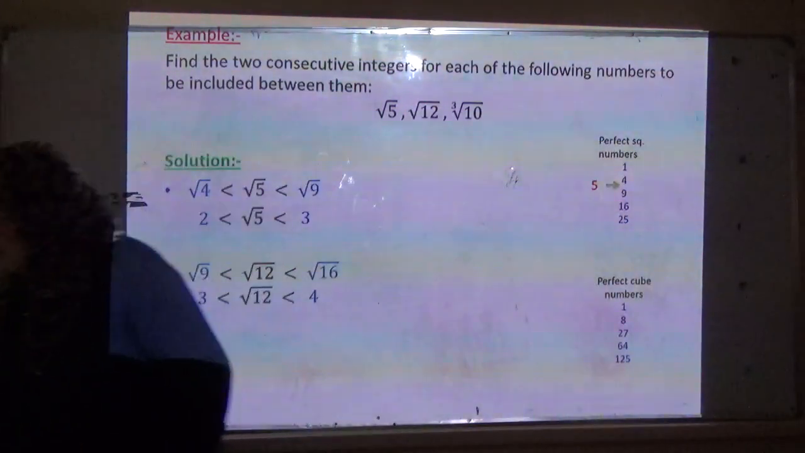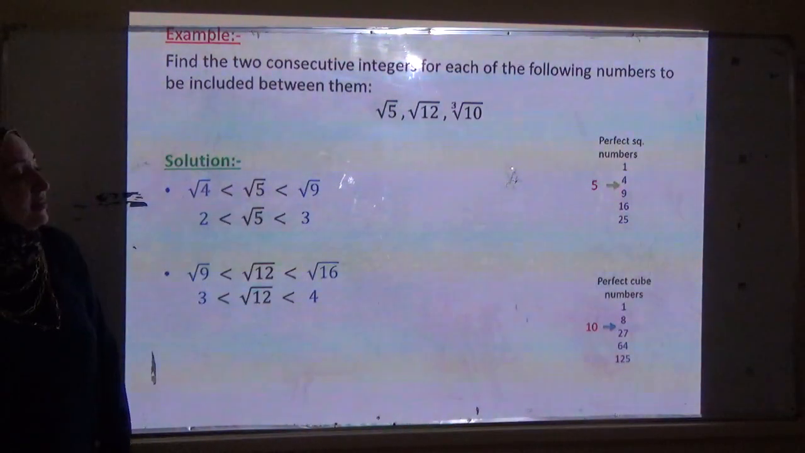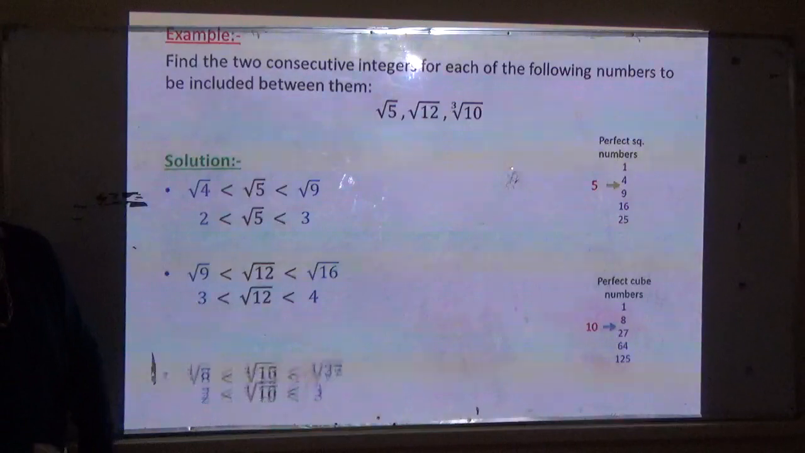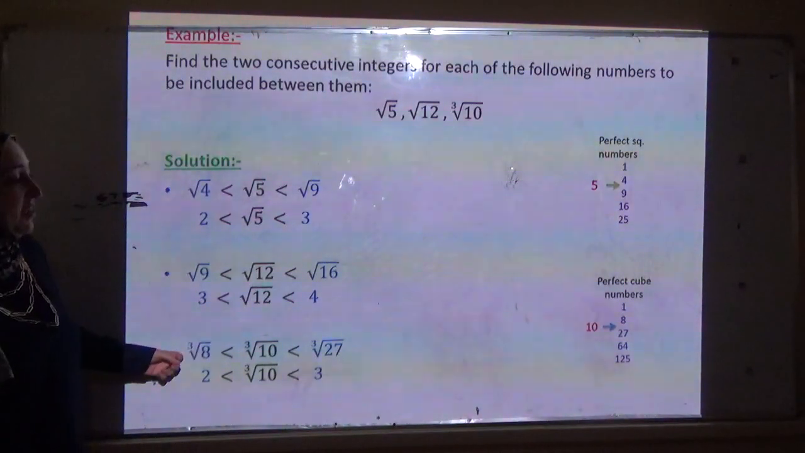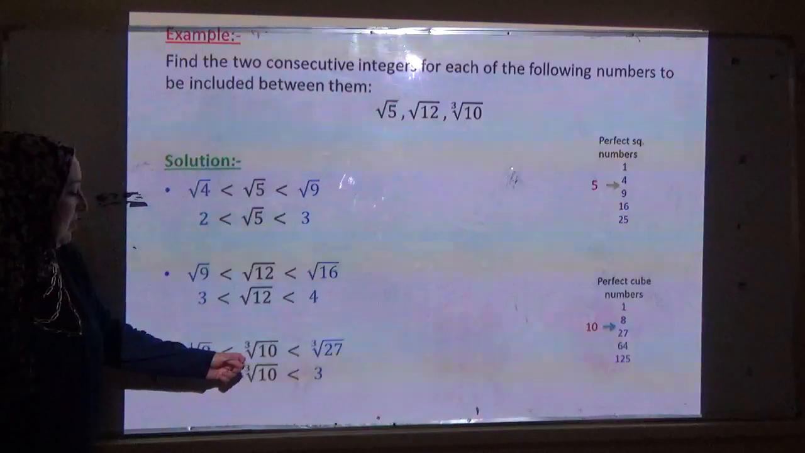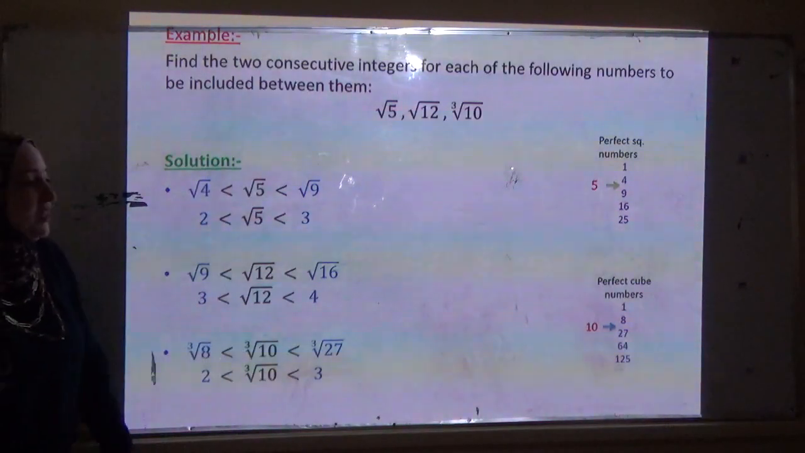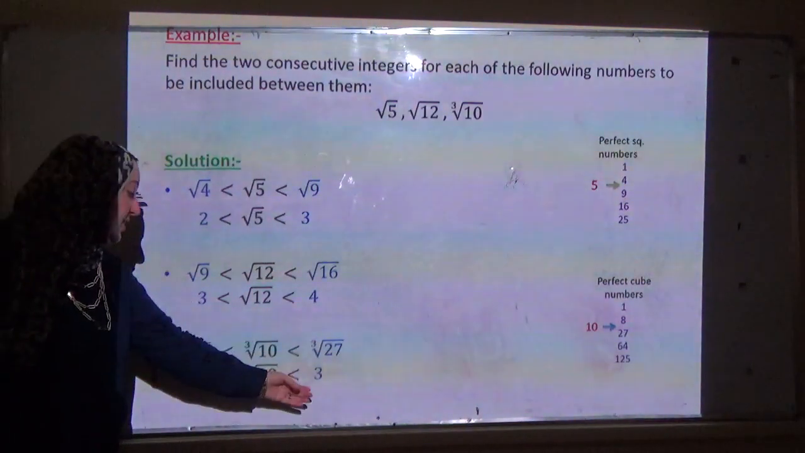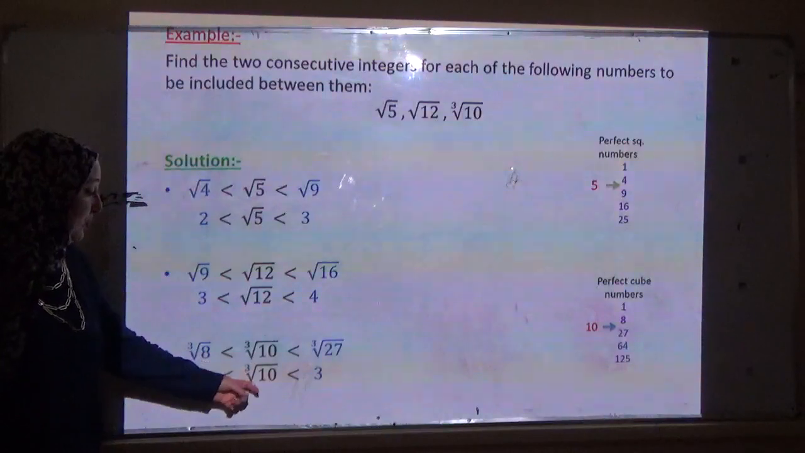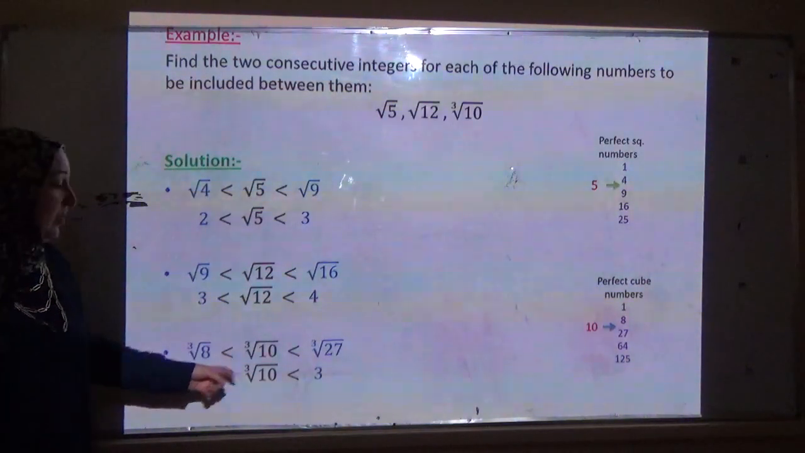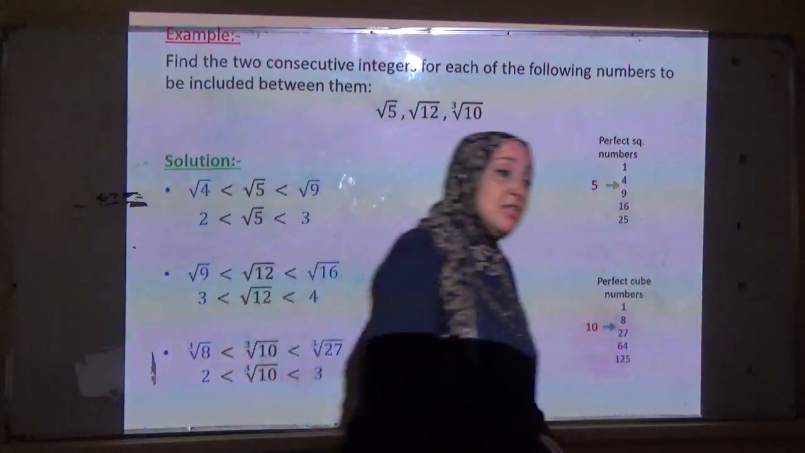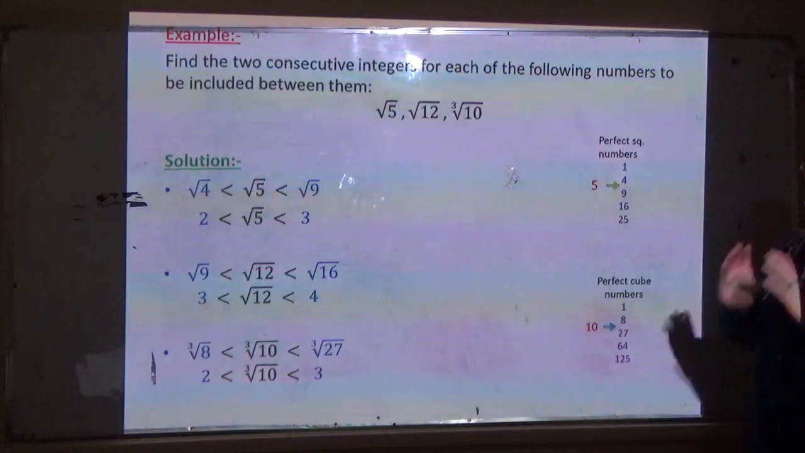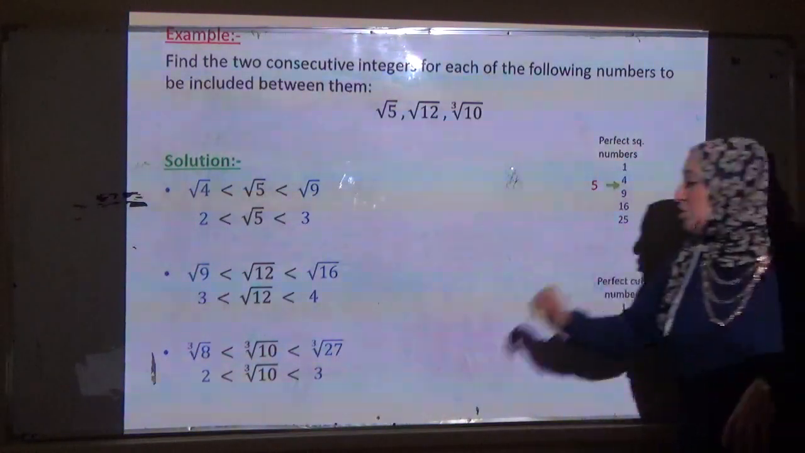Again, 10 lies between 8 and 27. Then cube root of 8 is less than cube root of 10, which is less than cube root of 27. Cube root of 8 is 2 and cube root of 27 is 3. Then cube root of 10 is more than 2 and less than 3. That means our two consecutive integers that include cube root of 10 between them are 2 and 3.